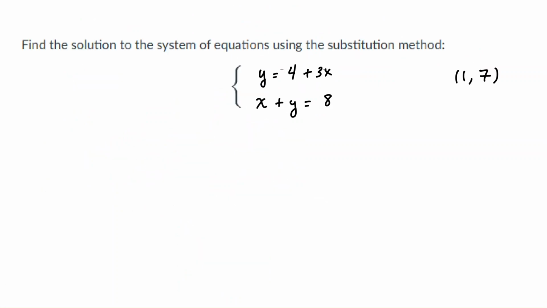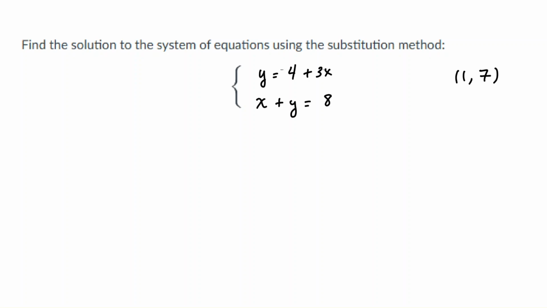Now in this problem it says find the solution using the substitution method. Again, if you want to use elimination, you could, but in this problem I'm just giving you a hint that the substitution would be faster based on this problem. So don't feel like you have to use the substitution method.